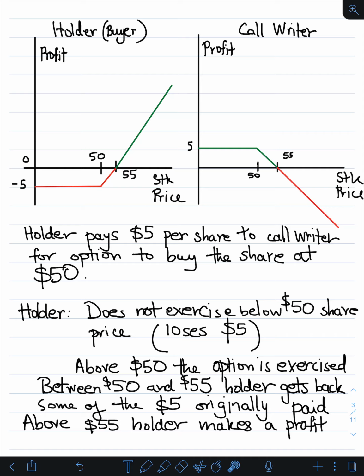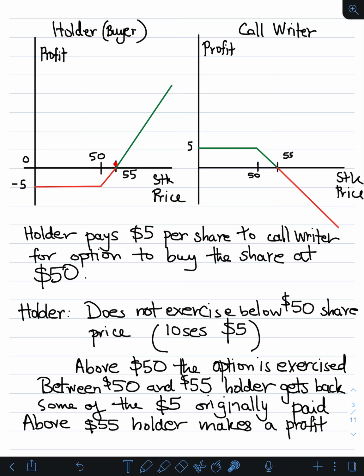However, you paid $5 to the call writer for the right to buy that stock at 50. So you've made a $4 gain, but you paid $5 at the beginning to be able to buy that option. So your overall is still a loss. You've made a loss of $1. But between 50 and 55, you're able to get back some of that amount that you paid in the first place. So you will exercise the option anytime you cross this $50 mark.